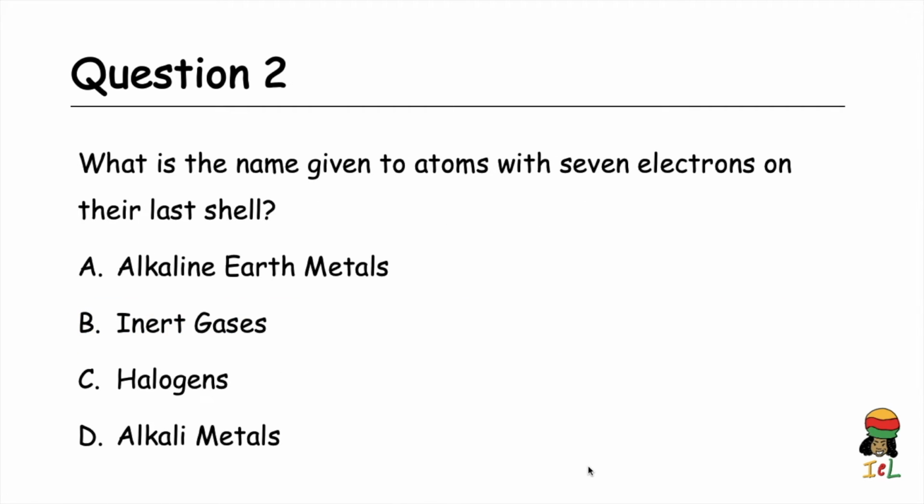Question 2. What is the name given to atoms with 7 electrons on their last shell? A. Alkaline earth metals. B. Inert gases. C. Halogens. D. Alkali metals. The answer is C, halogens. Of course, if there are 7 electrons on the last shell, it means those atoms are in group 7, and group 7 has a special name, halogens.